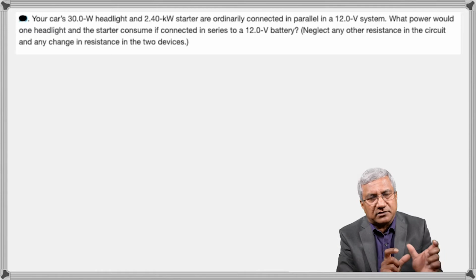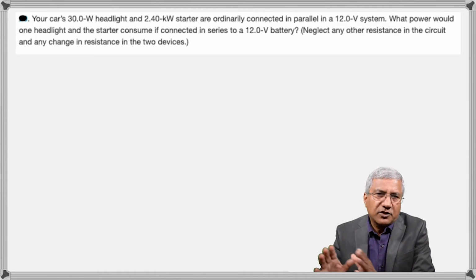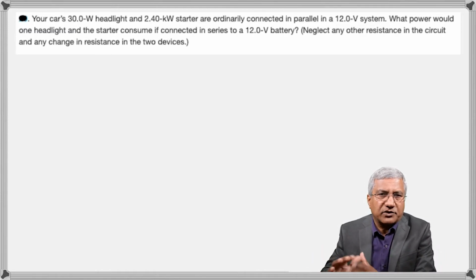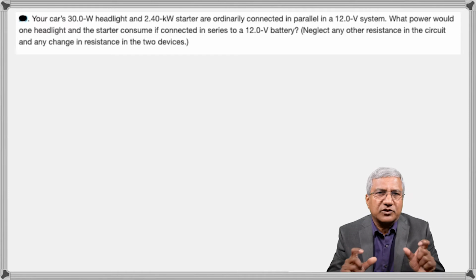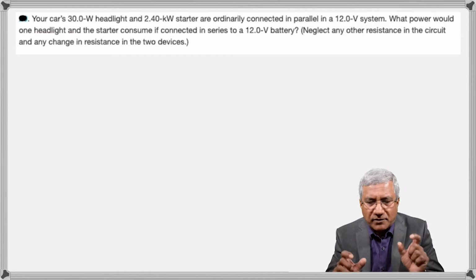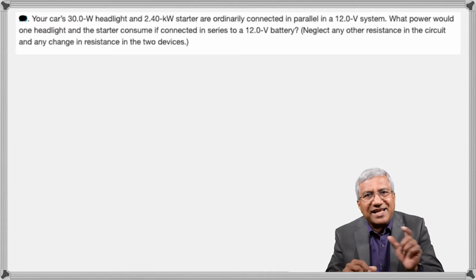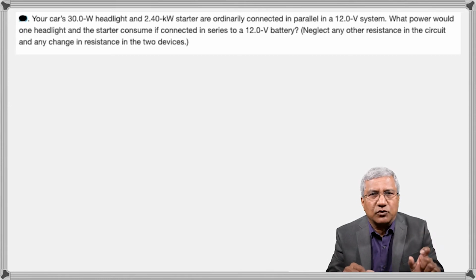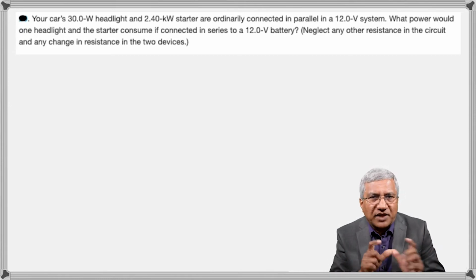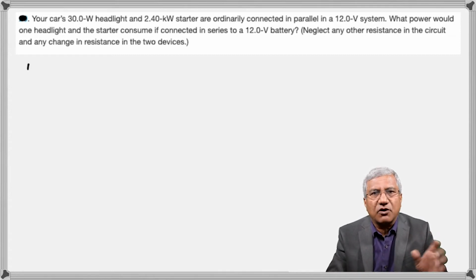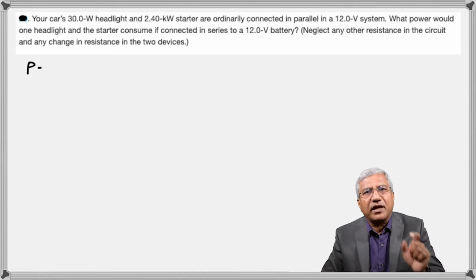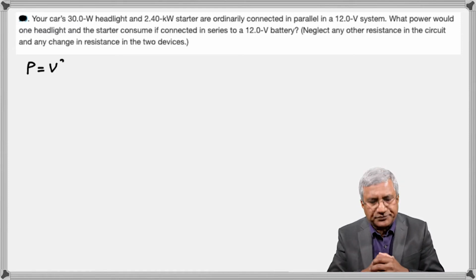So you got 2 connections. First, they are in parallel. And then you're asked to find what's the total power if they were connected in series. So from what's given in parallel, we know that the voltages in parallel are equal. So both the headlight and the starter would get 12 volts when in parallel. From that, we should be able to calculate the resistance of each one. So let's find the resistance of the headlight and the resistance of the starter.